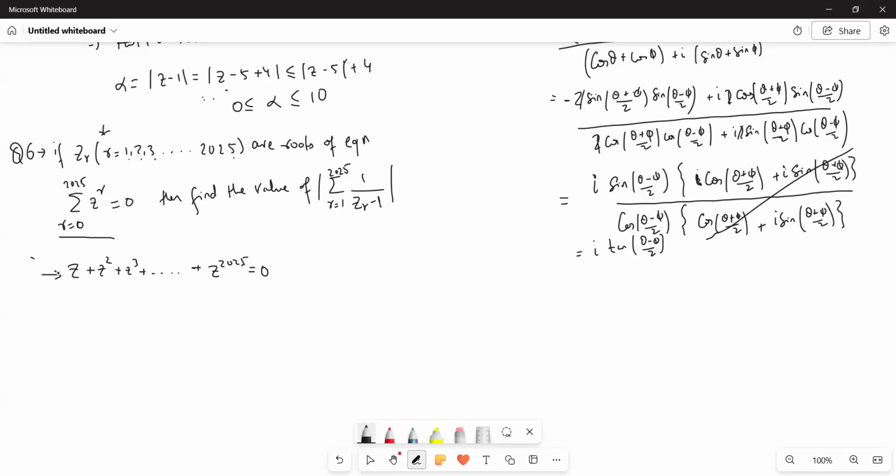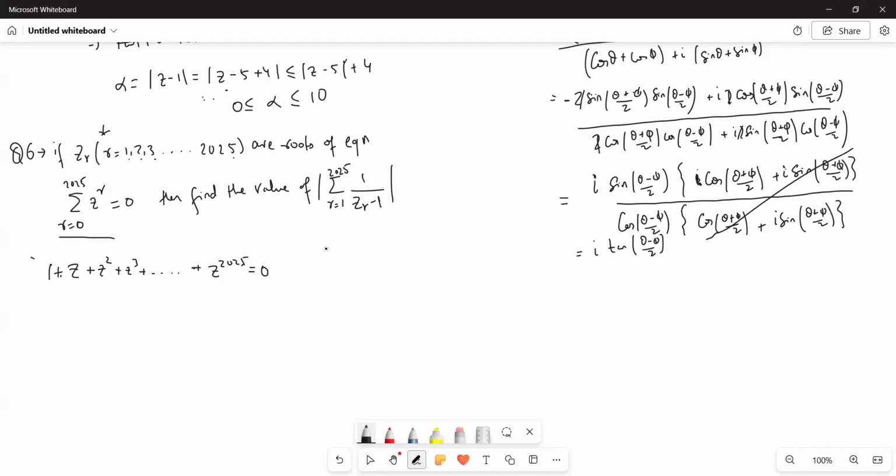Achha sorry, ye 0 hoga. Just please make a small correction to the question. Ye 0 se start hoga, so it's like the question is based on this. So it's a polynomial of degree 2025. Haan ab theek hai. Polynomial of degree 2025. It has 2025 roots, and then we are asked to find the value of this.